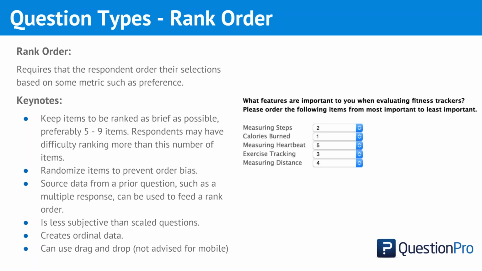Now the source data for a rank order question, as I mentioned earlier, could be from a multiple response. It's really nice to tie a multiple response question into a rank order. That way you can get the broad perspective that the multiple response gives you, and you can also narrow that down via the rank order. It creates ordinal data. It is less subjective than scales questions, and you can leverage drag and drop, which is a wonderful visual engagement tool. However, I would not advise that for mobile design. So if you're going mobile, I would avoid the drag and drop.